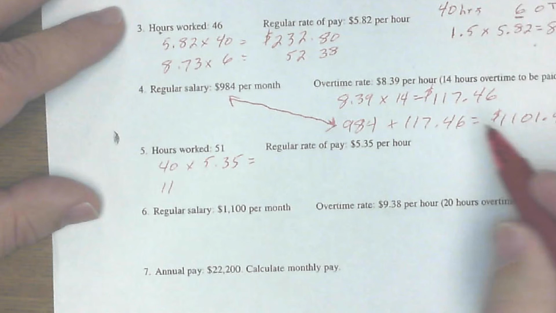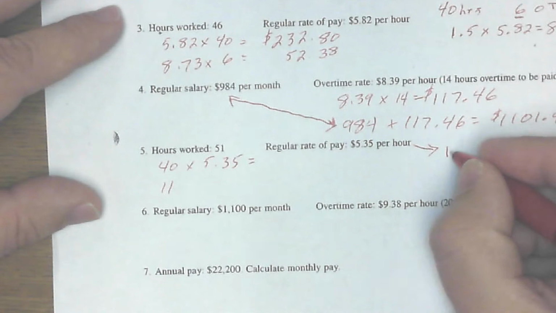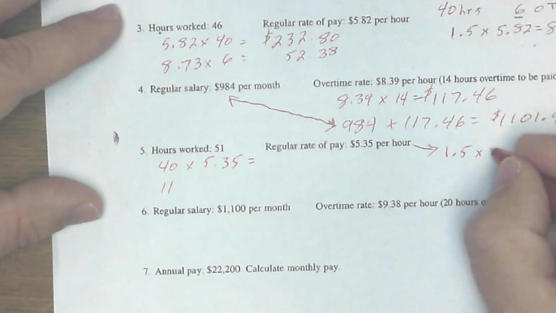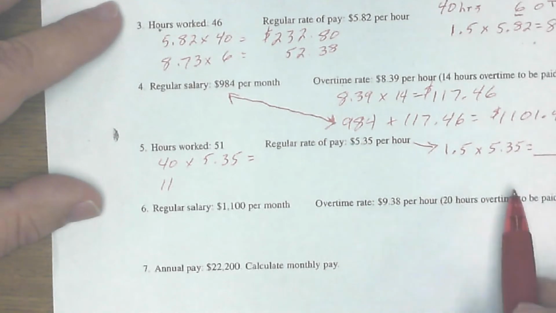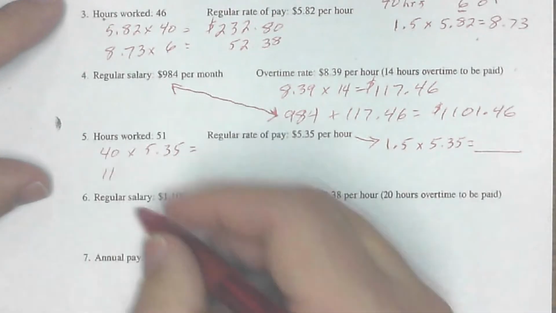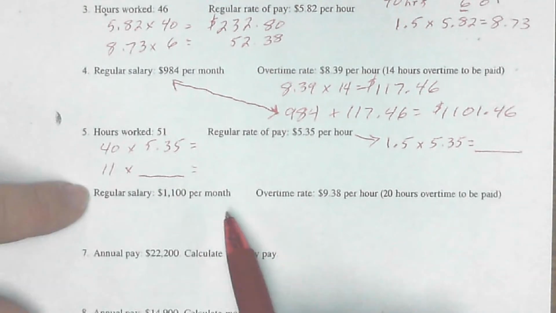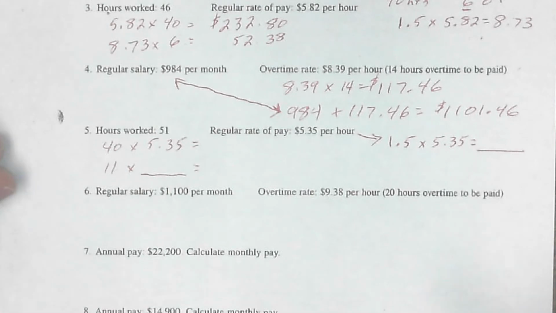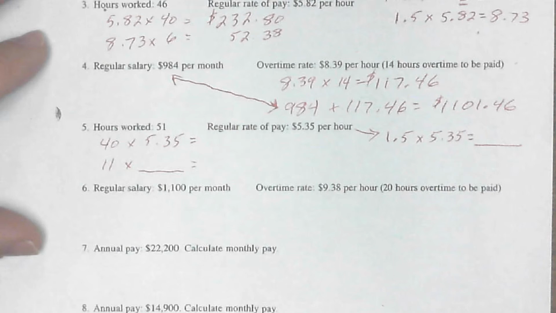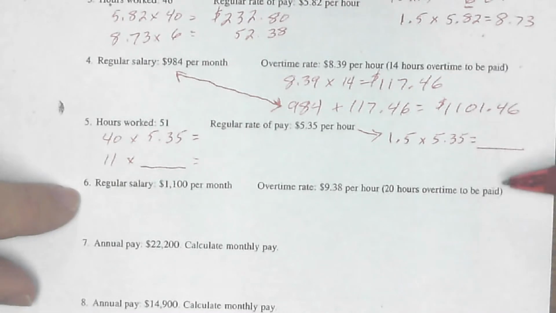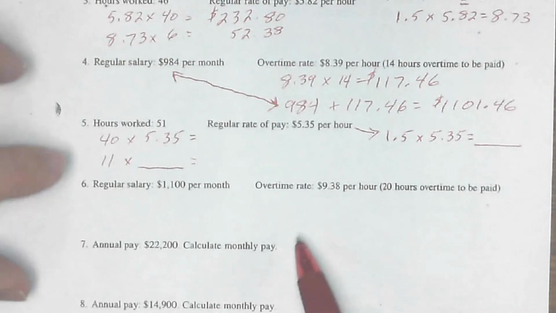And we've got to figure out what our overtime pay rate is going to be. So remember, the default for overtime is time and a half. Then once you figure that out, you just multiply that by the 11 to figure out what the overtime pay is. Number 6 is just like number 4.